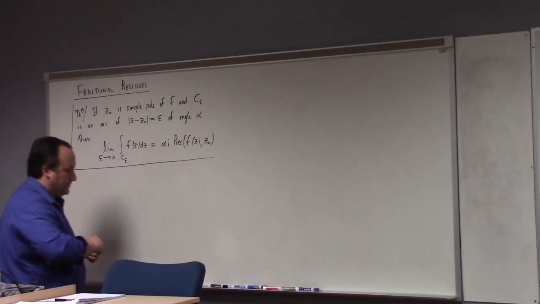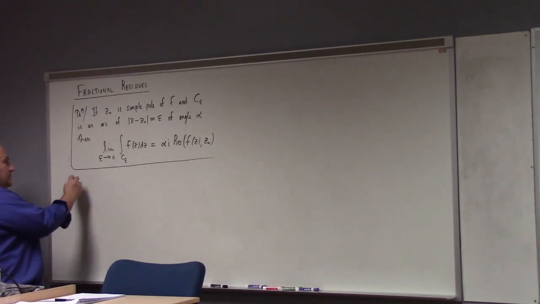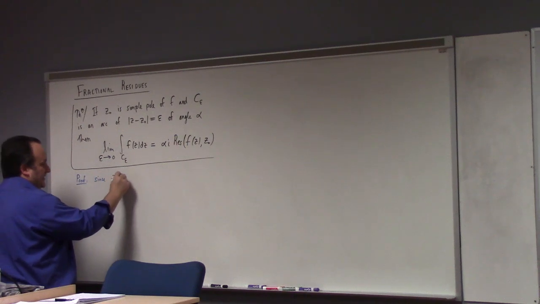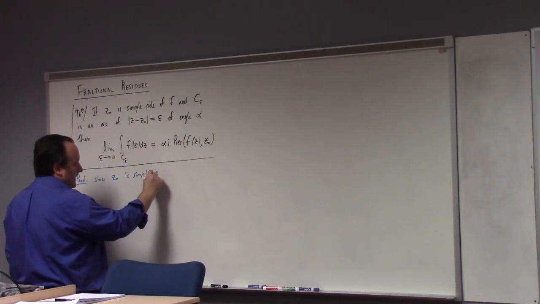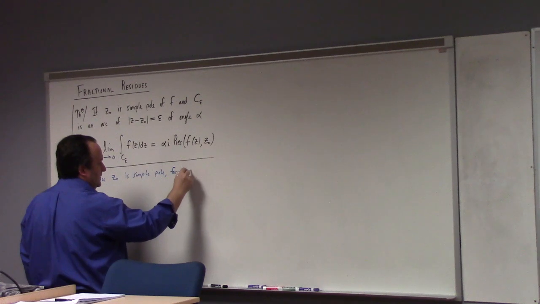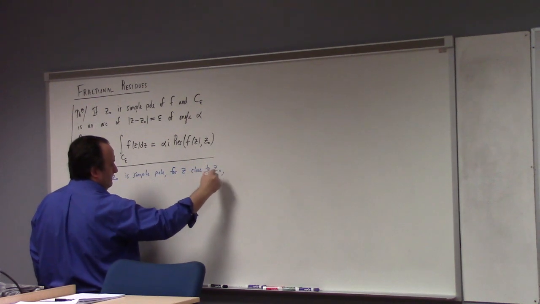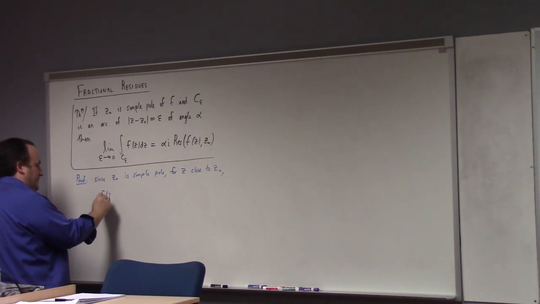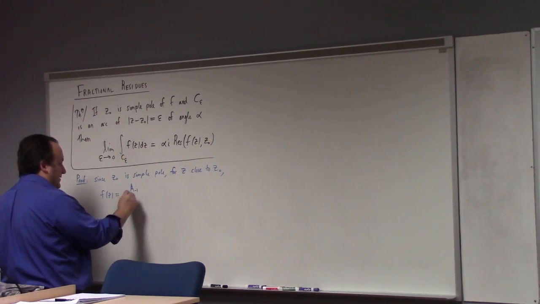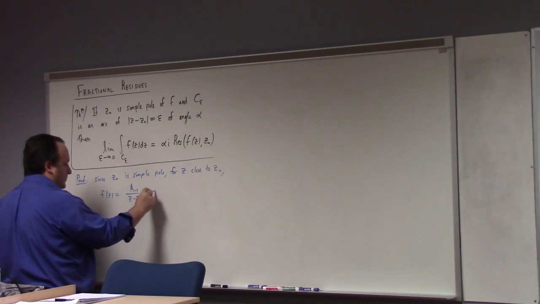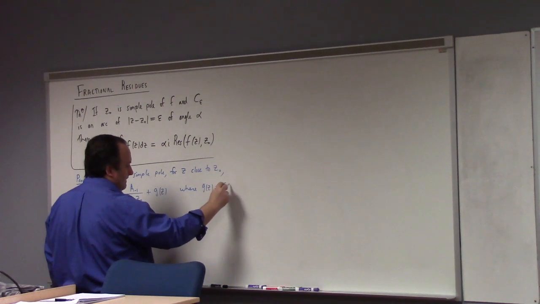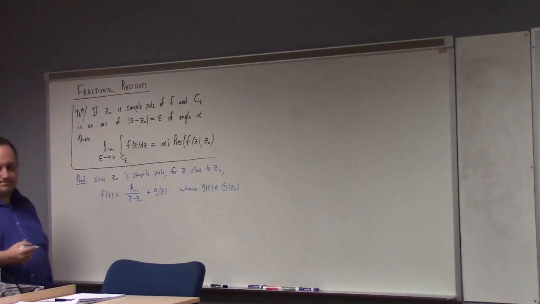Proof goes like this. Since z naught is a simple pole, we can write, for z close to z naught, that f(z) is equal to a sub minus 1 over z minus z naught plus g(z), where g(z) is holomorphic, or if you like, analytic at z naught, right?